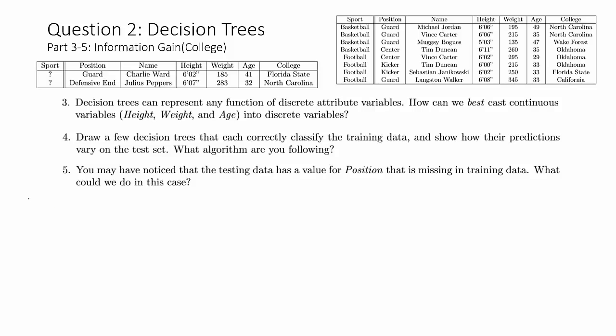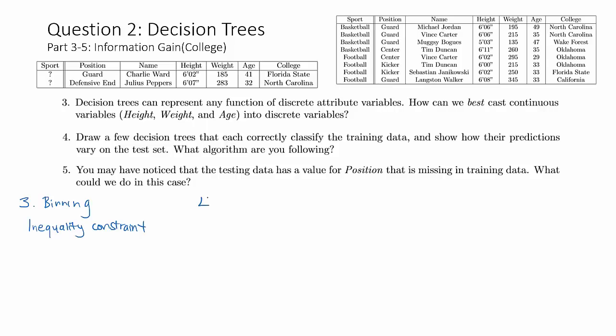For the third part, we're asked how we could best cast continuous variables into discrete variables, since decision trees can represent any function of discrete attribute variables. To discretize a continuous range, we can use any standard binning approach. And through binning, we can essentially create a finite number of bins that captures all the ranges in the continuous setting. The simplest example of a binning approach is a two-way bin, which essentially is an inequality constraint.